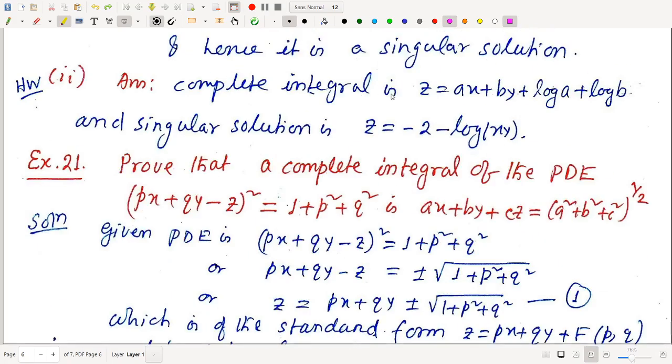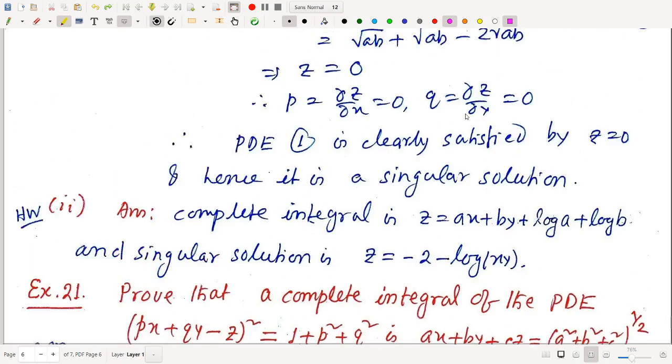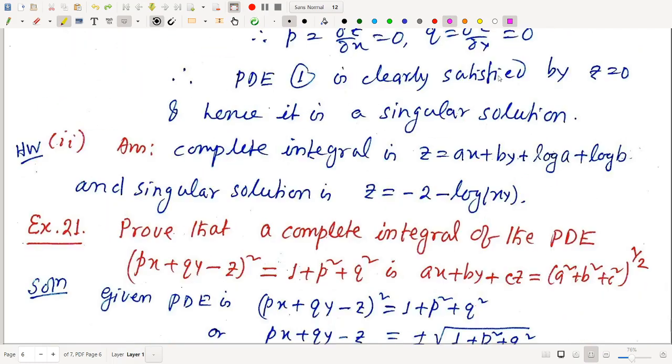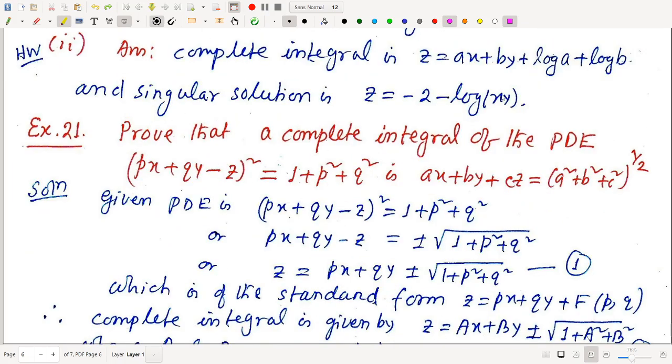Number 2, the complete integral answer is given. You can write here it is log ab, just replacing x and y, p and q by a and b, and the singular solution is z equals minus 2 minus log xy. You will find it similar to that, differentiating this equation with respect to a partially, with respect to b partially, and then proceeding as in number 1, you will get this.